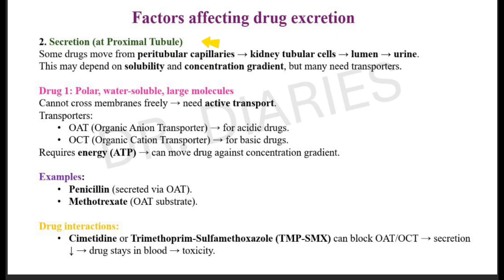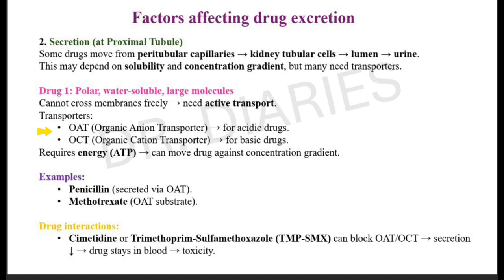Secretion, at the proximal tubule. Some drugs move from peritubular capillaries to the kidney tubular cells, from there to the lumen, and move out through urine. This may depend on solubility and concentration gradient, but many need transporters. Drug type 1: polar, water-soluble, large molecules. They cannot cross membranes freely and need active transport.